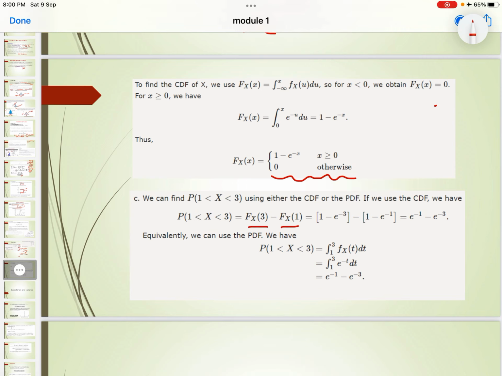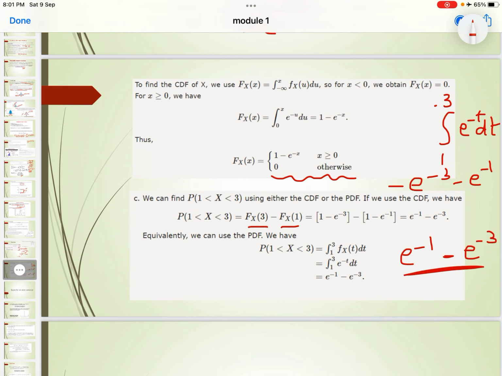Here we have to find from 1 to 3. So when you want to find from 1 to 3, 1 is your lower limit, 3 is your upper limit. e raised to minus t dt. So e raised to minus 3 minus e raised to minus 1, so e raised to minus 1 minus e raised to minus 3.